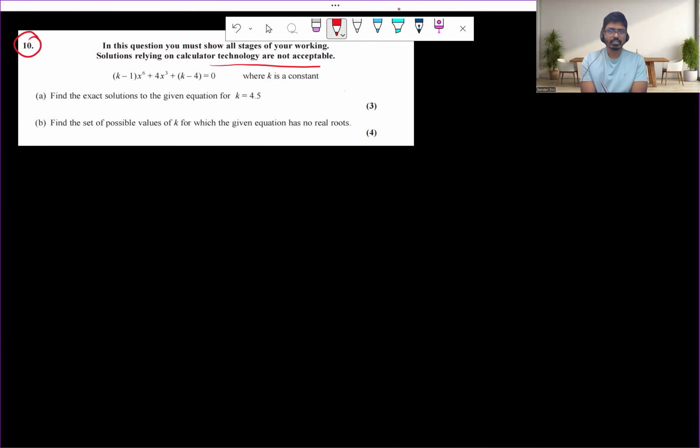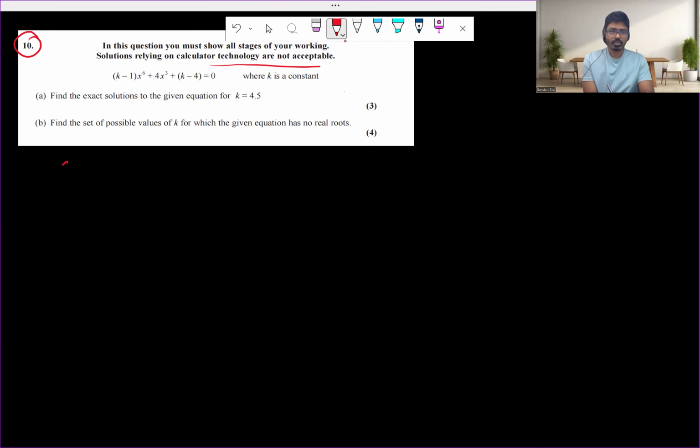The question says (k minus 1)x to the power of 6 plus 4x cubed plus k minus 4 is equivalent to 0, where k is a constant. Find the exact solution to the given equation when k is equivalent to 4.5. To find the exact solution, we need to plug in the value of k as 4.5.